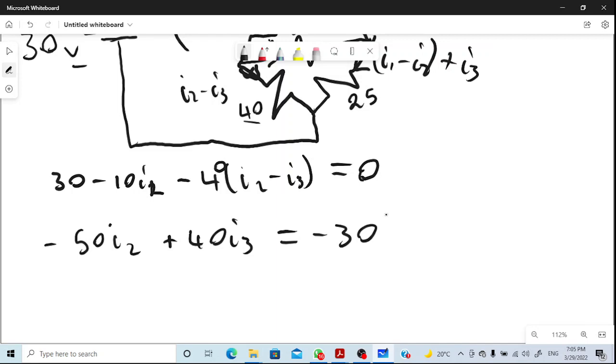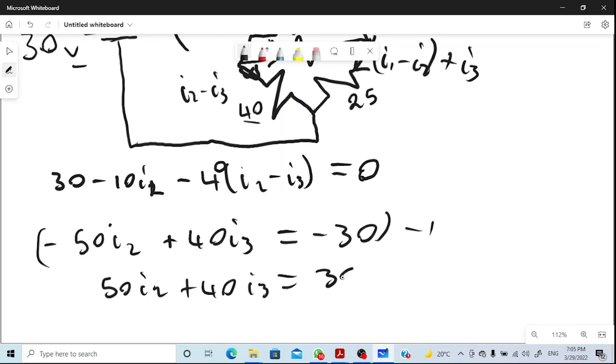Then I'm gonna multiply everything by -1, just to make my constant there positive. So I'm going to have 50 I2 plus 40 I3 equals 30. This will be negative. Forgive me for that, I have an eraser.